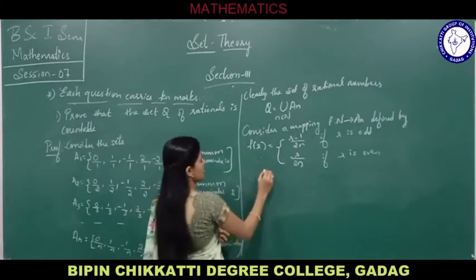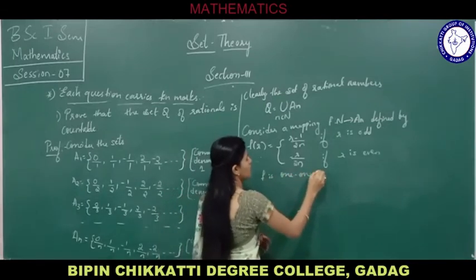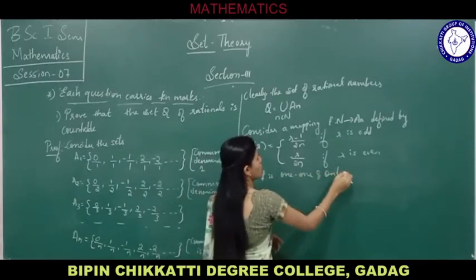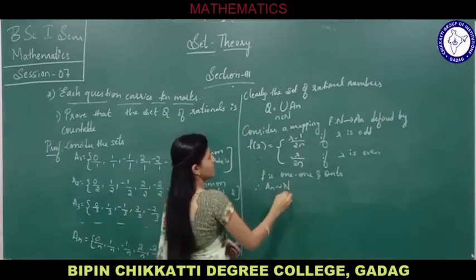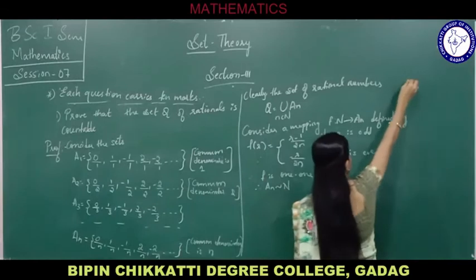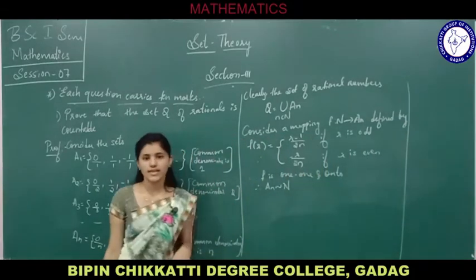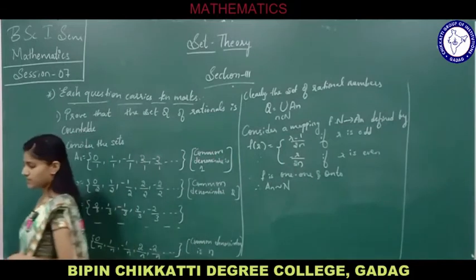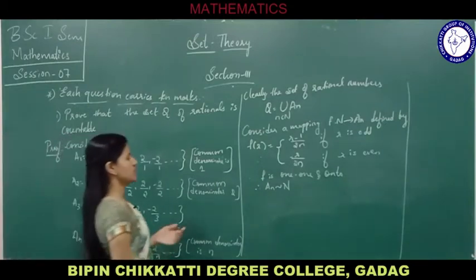Therefore f is one-one and onto. What we said? It is one-one and onto. Therefore An is equivalent to N. So if An is equivalent to N, it implies An is denumerable.